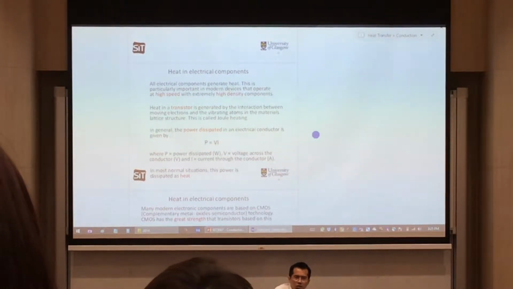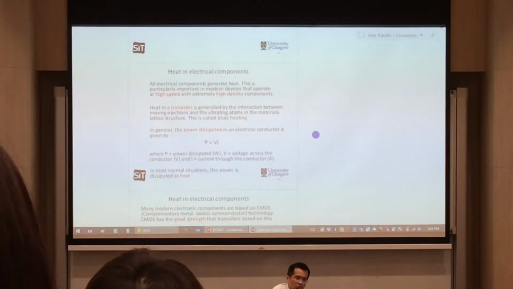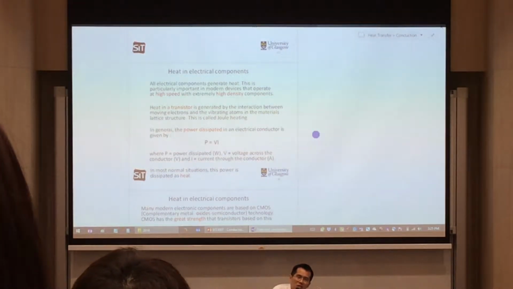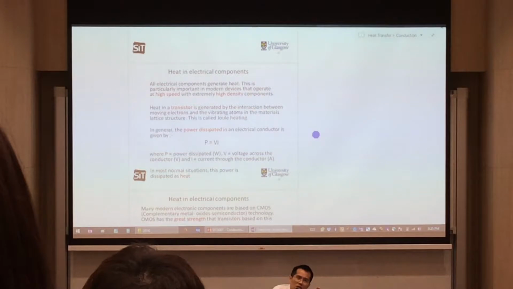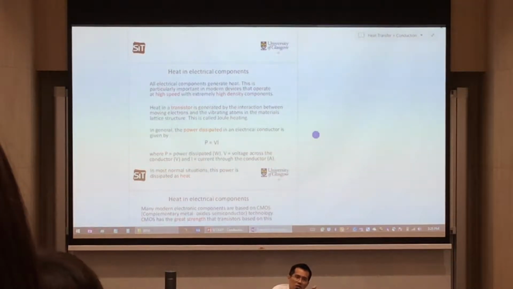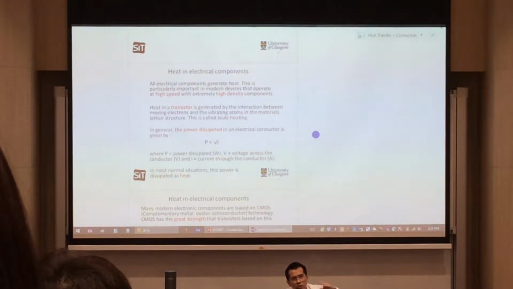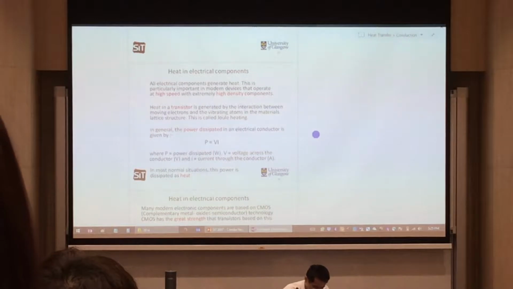So the speed is going to increase, and respectively, the density of the transistors inside that processor is also going to increase. So you can see that the transistor is doing switching. If you are not familiar with transistors, I'll play a very quick video so that you can see what a transistor is.